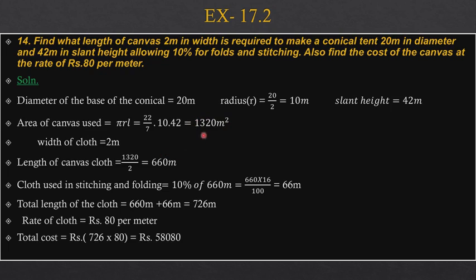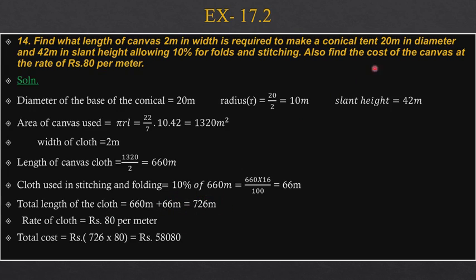Since the width is given 2 meters, we can find out the length of the canvas using the formula of the rectangle, length into breadth. Area is given here, breadth is given, so length will be 1320 by 2. So 660 meters is the length of the canvas that will be required. Now remember that 10% of the length of that cloth will be used for foldings and stitching. So 10% of 660 is 66 meters. That means the total length of the cloth required is 660 plus 66 meters for foldings and stitching. So it comes to 726 meters.